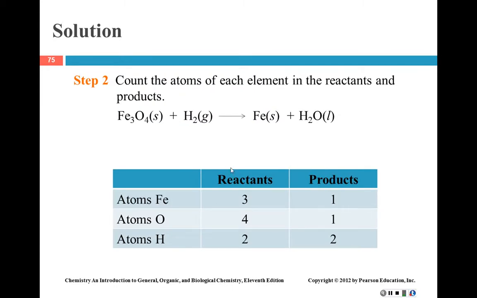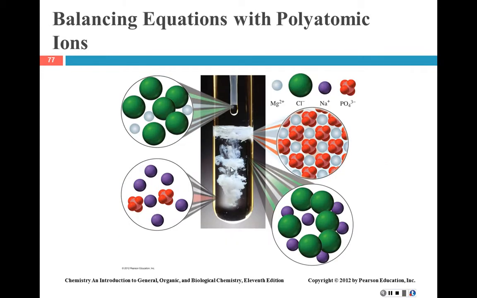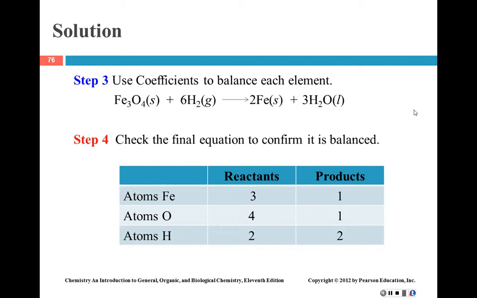Wrote the equation, counted, used the coefficients, and so then okay, that's interesting. I think their learning check's wrong again. If you do the final confirmation, you've got 3 here and 2 here and 12 here and only 6 there.